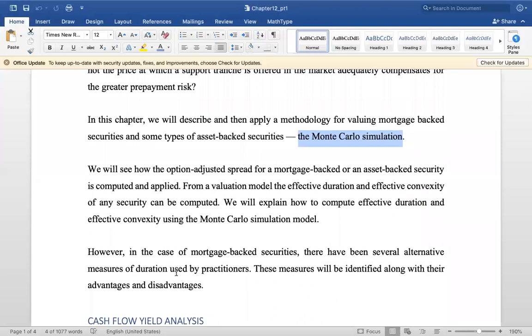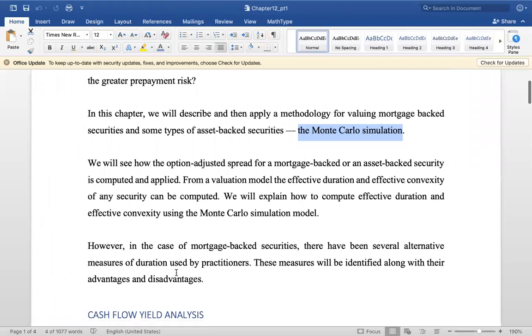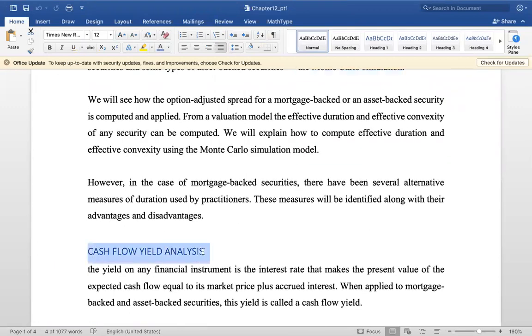However, in the case of mortgage-backed securities, there are several alternative measures to the duration and convexity used by the practitioners. And we will identify and discuss advantages and disadvantages of all these measures. So the main thing when we discuss the valuation, as we have discussed for simple straight bonds and option embedded bonds, is to analyze the yield. For mortgage-backed securities, we refer to it as a cash flow yield analysis.